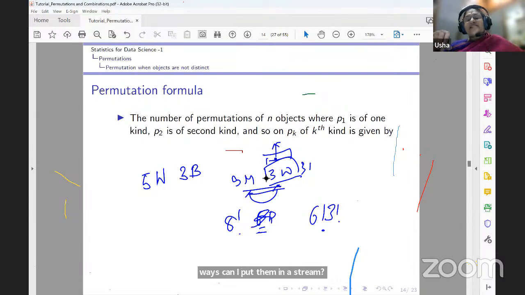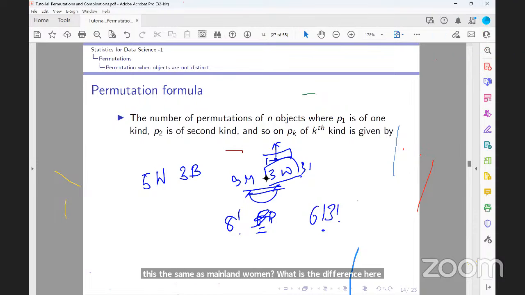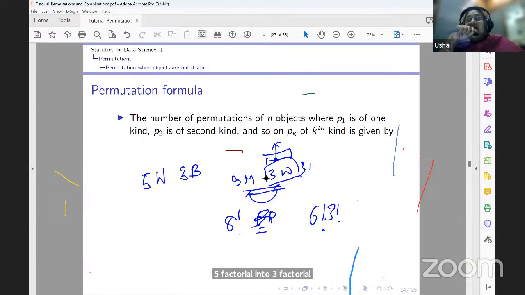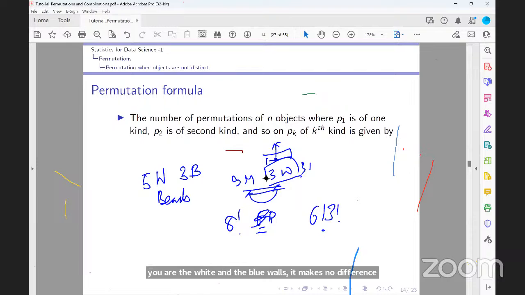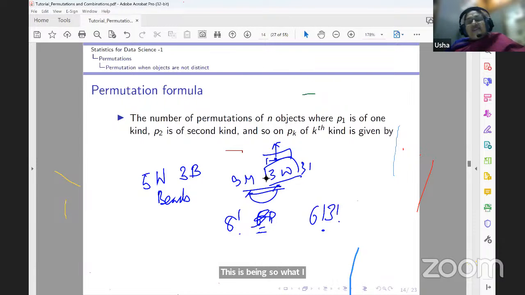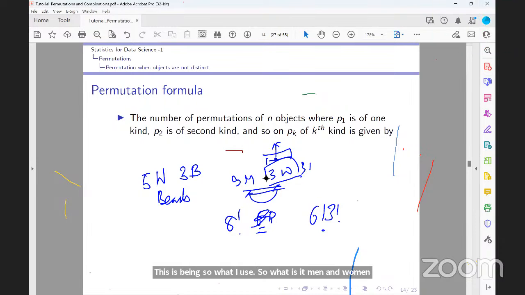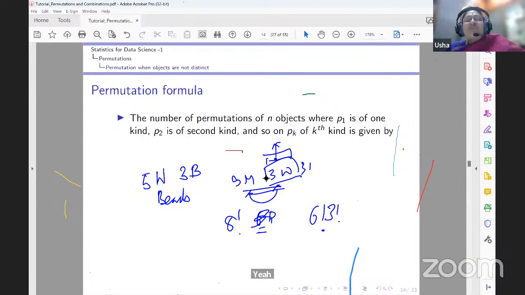Is this the same as men and women? What is the difference here? 5 factorial into 3 factorial. That's it. Think about it: anticlockwise and clockwise don't matter. Here, beads, the white and the blue balls, it makes no difference. Men and women are different from beads, right? Yes, ma'am. So we'll now divide by 2.